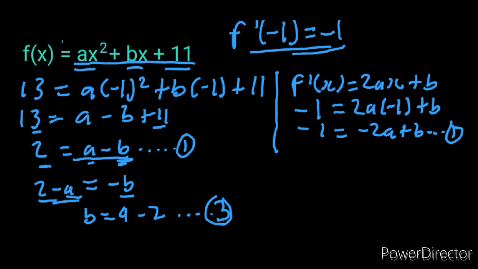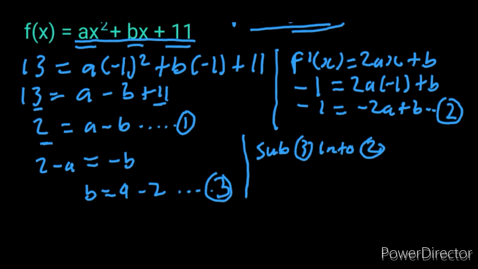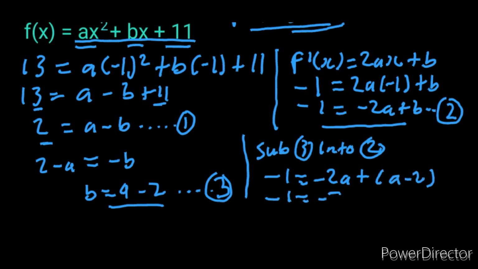Now I can use the substitution method. So therefore I'm going to substitute equation 3 into the one that I did not manipulate, which was equation 2. This is supposed to be equation 2 and not 1. Alright, so this is equation 2. I'm going to write my second equation the same, it's just that wherever I see b, I have to replace it with a minus 2. Then we're going to say -1 is equal to -2a plus a minus 2.